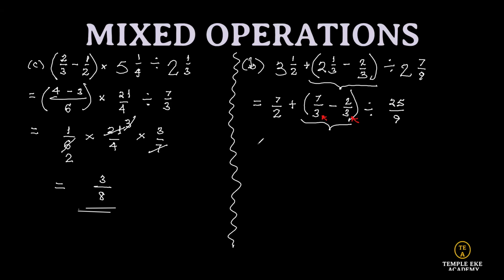So let's write 7 over 2, the original fraction here. Now plus the result of the bracket. 7 simply minus 2, that's 5, over that common 3 they both have. This is a quick technique in dealing with fractions.